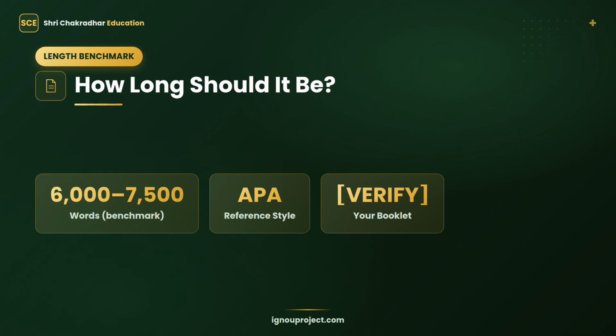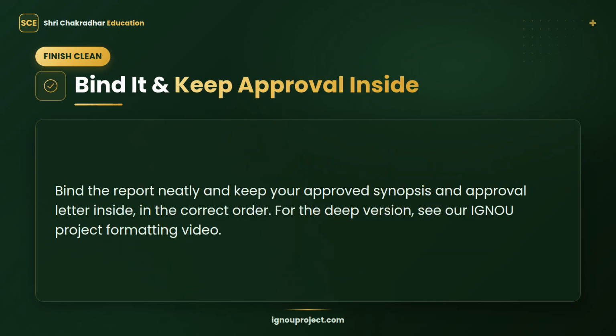Do not pad to hit some imagined 15 or 20,000 words you saw online. Quality and analysis matter far more than bulk. Confirm the exact word count in your own BTMP-146 booklet. When it is ready, bind it neatly, and keep your approved synopsis and approval letter inside, in the correct order. We have a full video on IGNOU project formatting. Link in the description if you want the deep version.